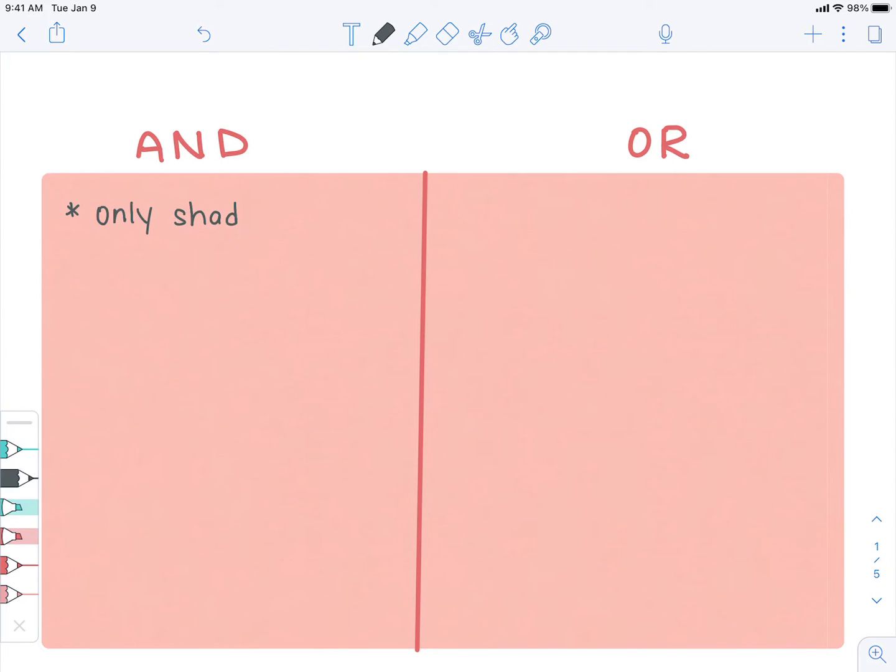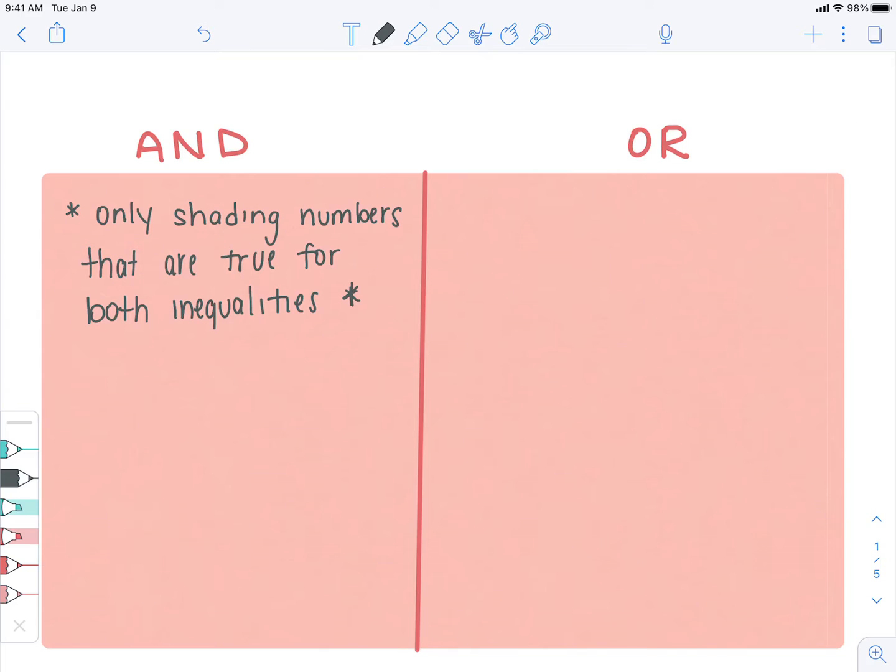So we're only shading numbers that are true for both inequalities. It has to be true for both. If it's not true for both, then we can't use it.